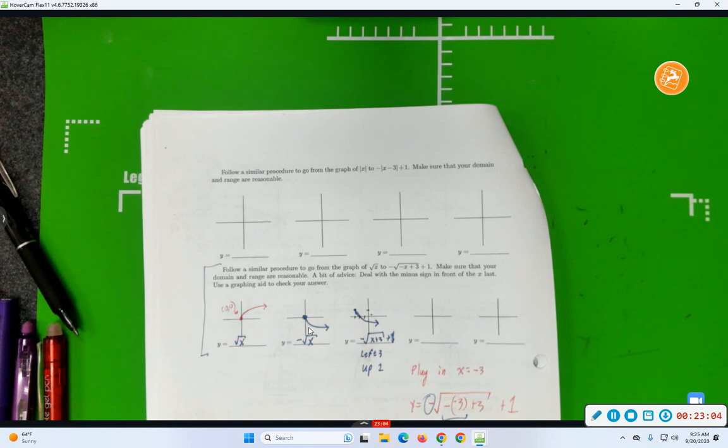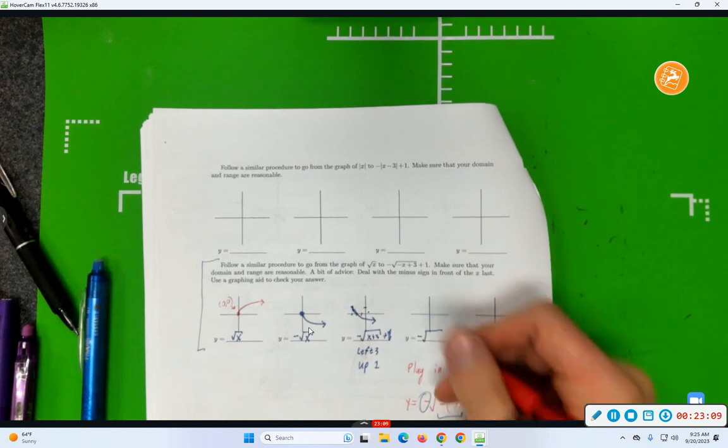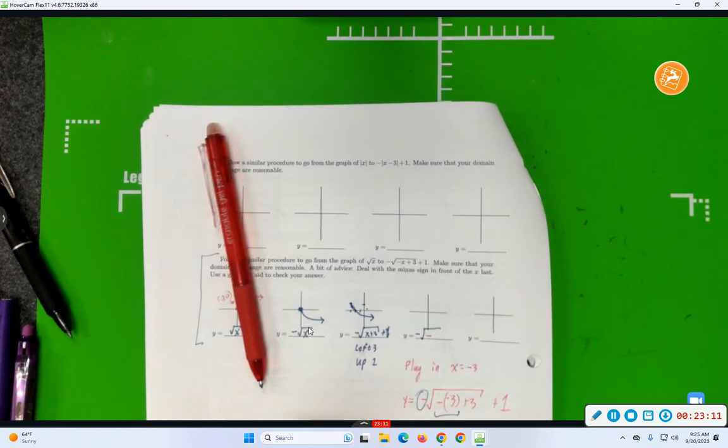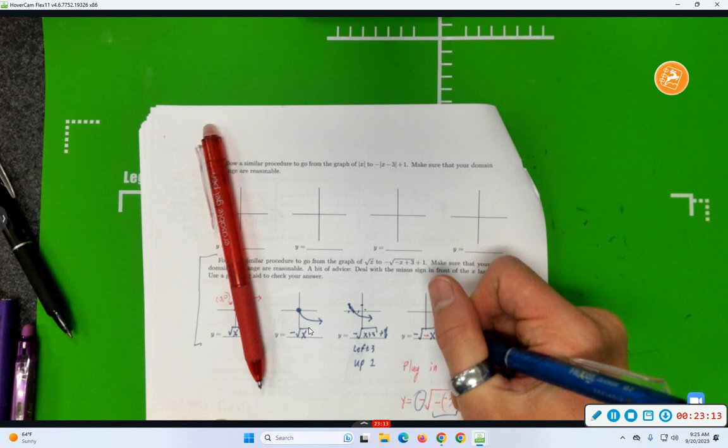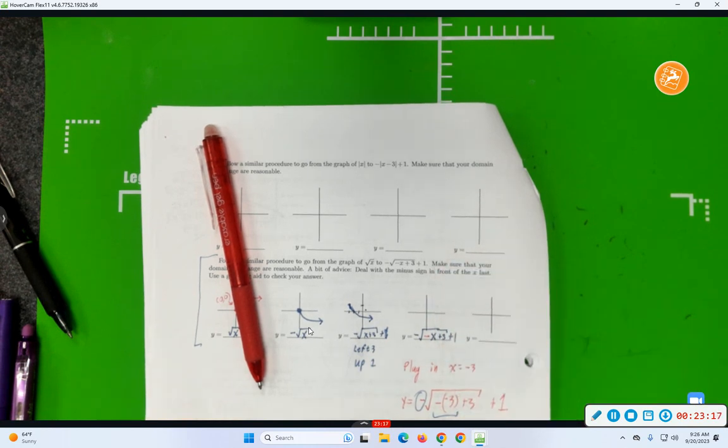Negative in front of the x. So negative square root of, maybe just for emphasis, I'll put this negative sign in red, negative x plus 3, plus 1. What will that do to the graph? Flip it over the y-axis.